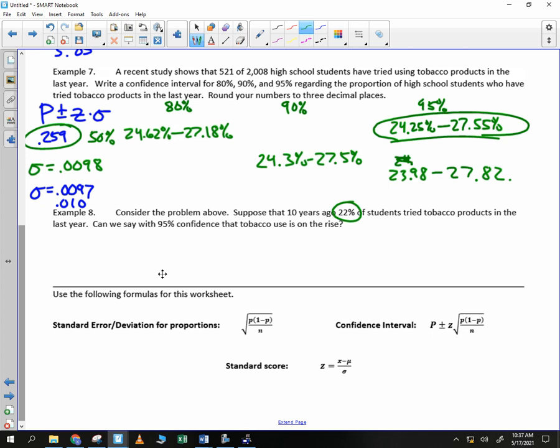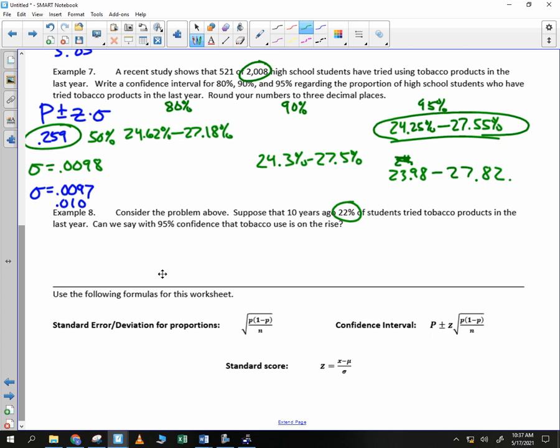Yeah, especially since we've sampled 2008 students, right? Seems like that's a pretty strong number to be sampling. Sure seems like it's on the rise. It's basically doubled. However, when you consider this, 25.9 is not necessarily that much bigger than 22%, but we did survey 2008 students. I want you to talk among your peers for 20 seconds.